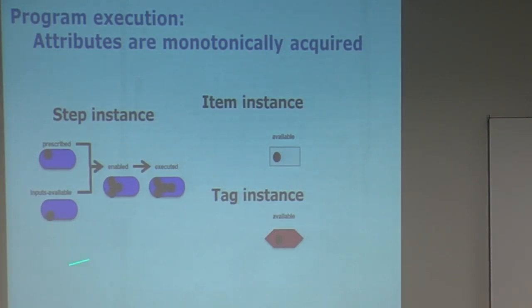Step instances go in and out of the execution frontier, but also item instances go in and out of the execution frontier. So an item can become dead, and a tag instance can become dead as well. So that's sort of the conceptual model.